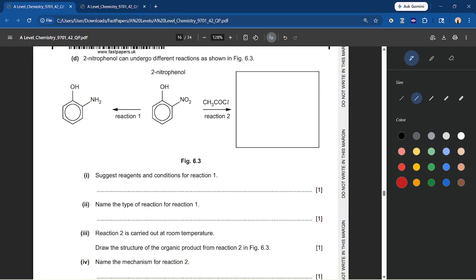Suggest 2-nitrophenol can undergo different reactions as shown in figure 6.3. Suggest reagents and conditions for reaction 1. So when it's going from this over here, this is having an amine group added to it. When that happens, you're going to need hot tin and concentrated hydrochloric acid, concentrated HCl, and obviously that is a reduction reaction.